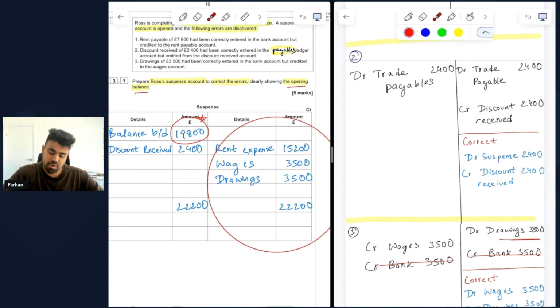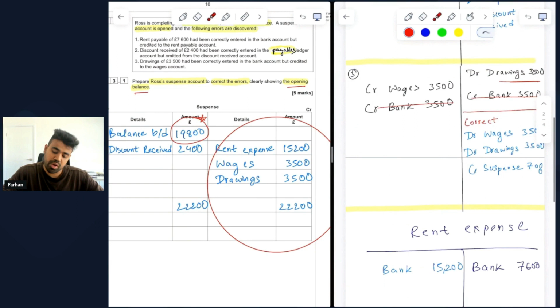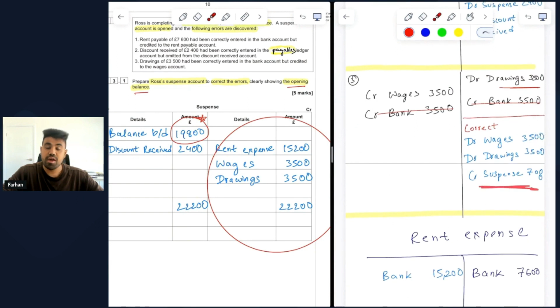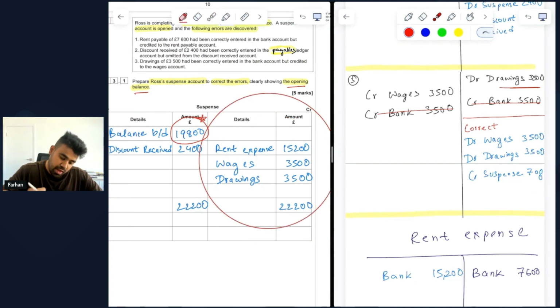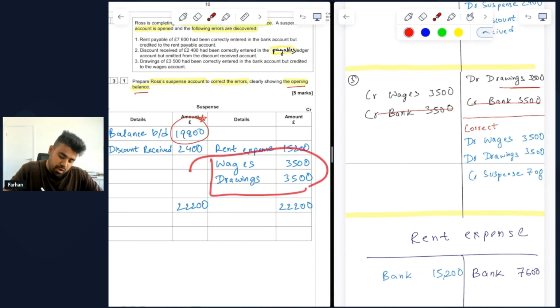So let's move to the last transaction. So in the last transaction, we are crediting suspense by £7,000, and that mainly happened because of wages and drawings, both being £3,500 each. So logically speaking, if you go to the ledger account, you will see that suspense is being credited here by £7,000. And first of all, it's coming from wages by £3,500, and then it's coming from drawings by £3,500. And that's mainly coming from this correction.